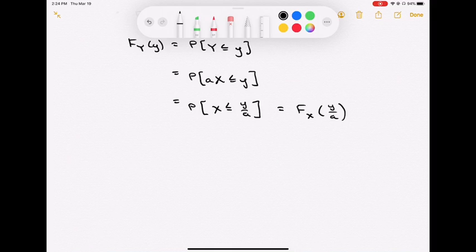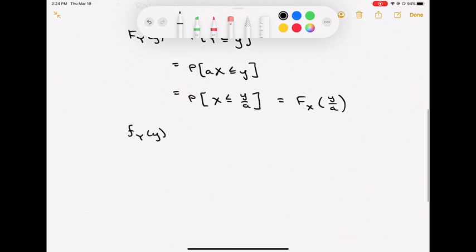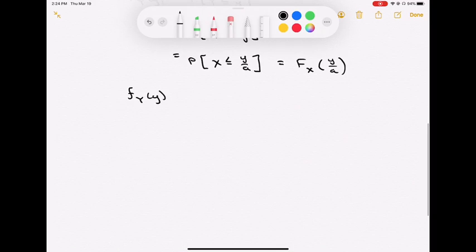Once I've got that, we can do the second step, which is to say that the probability density function f_Y of y is just going to take that CDF value, which in this particular case is F_X of y over a, and we are going to differentiate that with respect to y.